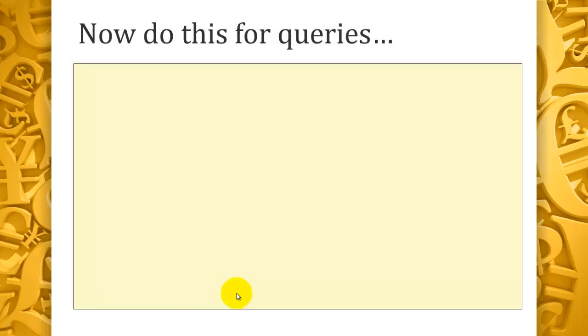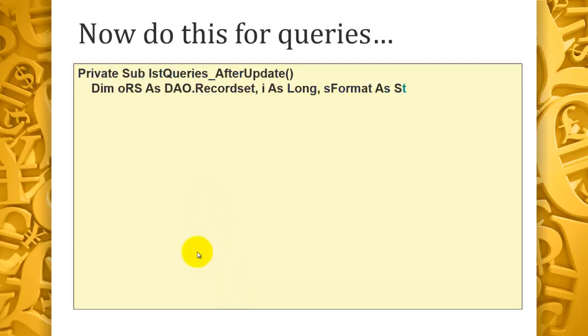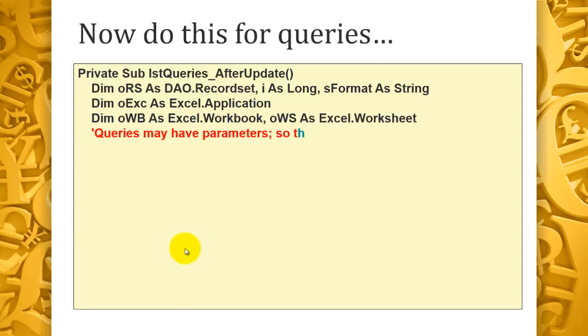Now we need to do something similar for queries. Queries have an added problem, though. We need, first of all, some variables again, like before. There is nothing new at this point. We discussed that all before. There is an extra problem this time. Queries may have parameters. So you may have to specify how the parameters should be set. So they have to be set first.